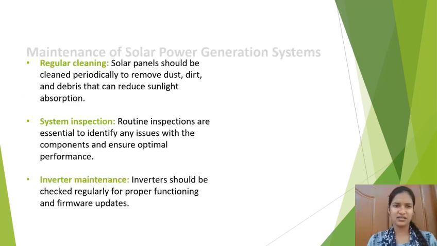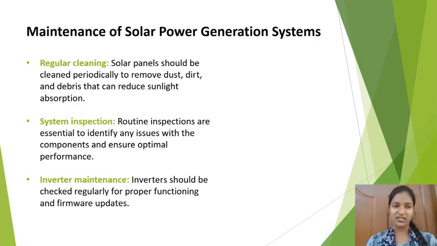Next, now let us discuss how they are maintained. First, regular cleaning. Solar panels should be cleaned periodically to remove dust, dirt and debris that can reduce sunlight exposure. If we do not clean regularly, it cannot absorb sunlight, so we should clean it. System inspection. Routine inspections are essential to identify any issue with the components and ensure optimal performance. Next, inverter maintenance. Inverters should be checked regularly for proper functioning and firmware updates.